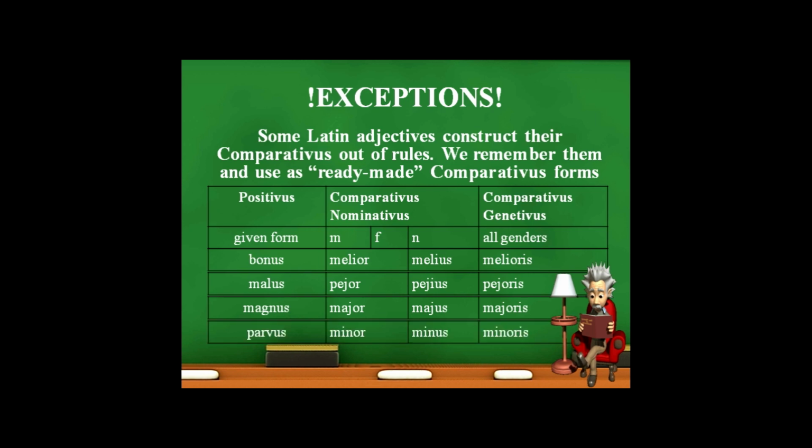Magnus, big. Maior, masculinum femininum, bigger. Maius, neutrum, bigger. Maioris, for all genders, of bigger. Parvus, small. For masculinum femininum, minor, smaller. For neutrum, minus, smaller. For all genders, minoris, of smaller.